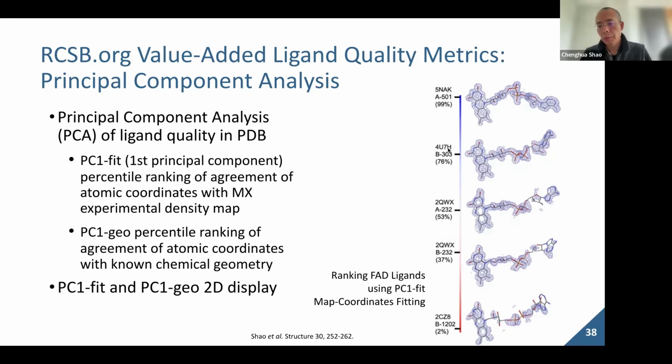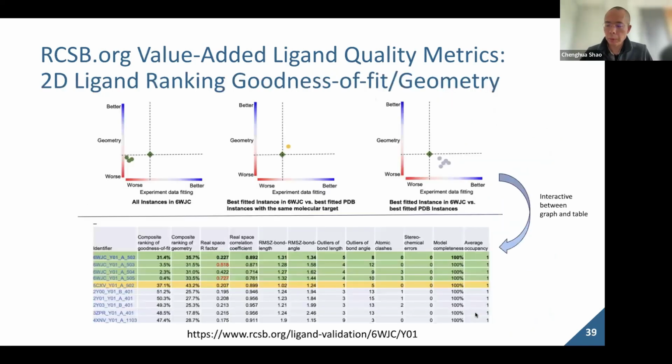And with the percent going down, you see worse and worse fitting, and eventually a discontinuity of this electron density map. Once we have this PC1 fit and PC1 geo, we can use the 2D display, as you can see here. In this example, PDB ID 6WJC had 4 ligand instances of Y01, the ligand chemical code. And the green diamond indicates the best fit ligand instance in this structure. And the green circle indicates the other 3 instances.